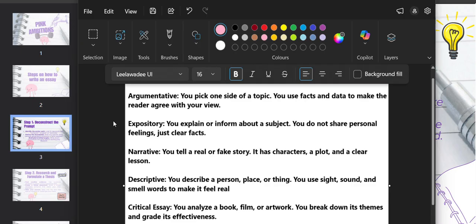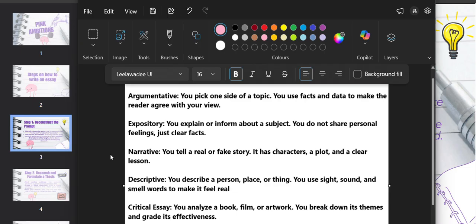Then we have the expository essay. You explain or inform about a subject. You do not share any personal feelings, only facts, clear facts, none of your opinions. So you do not use the words "I think." It's only facts, so you need to be 100% sure about the specific topic.